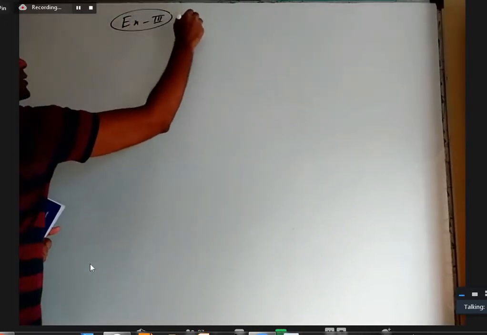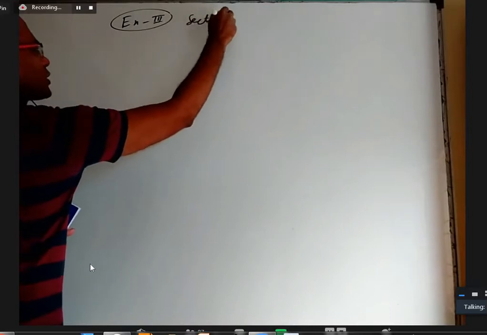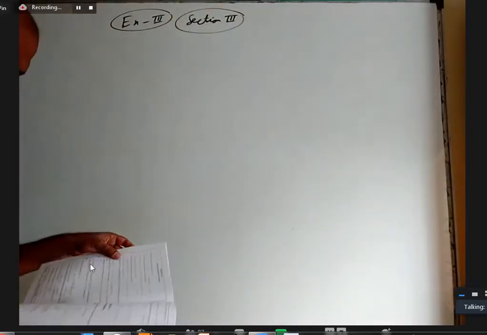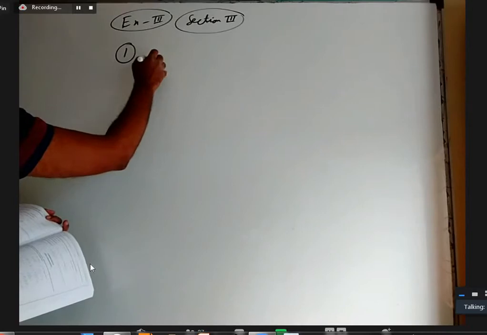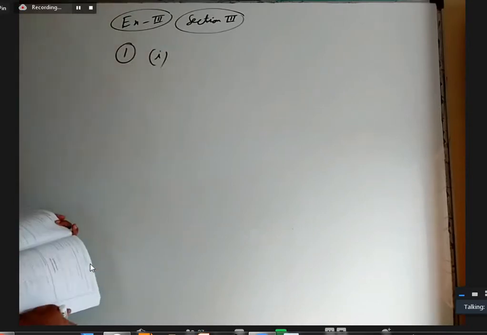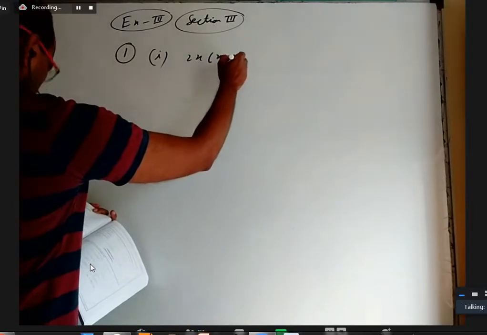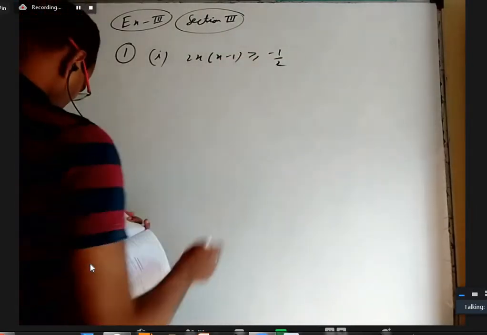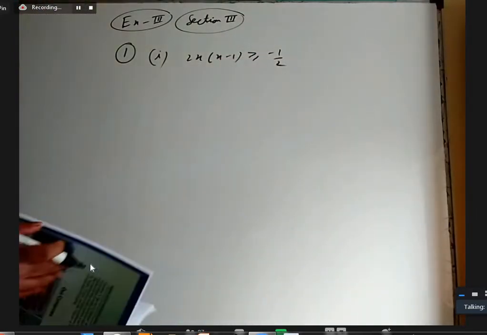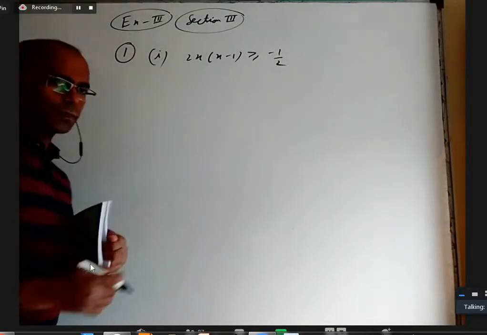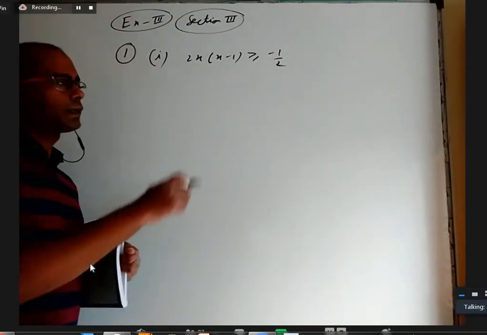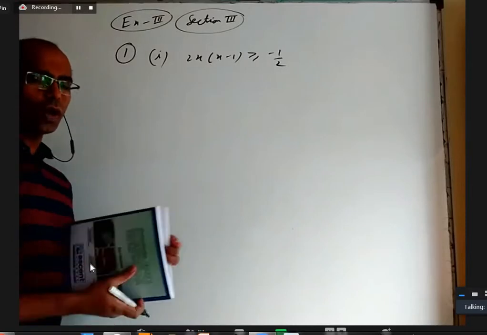So, exercise 3 in section 3. In the first one, I want to do the odd numbers. First one, Roman 1: 2x into (x minus 1) should be greater than or equal to minus 1 by 2. Okay, they are asking whether this inequality is true for all x values or not.